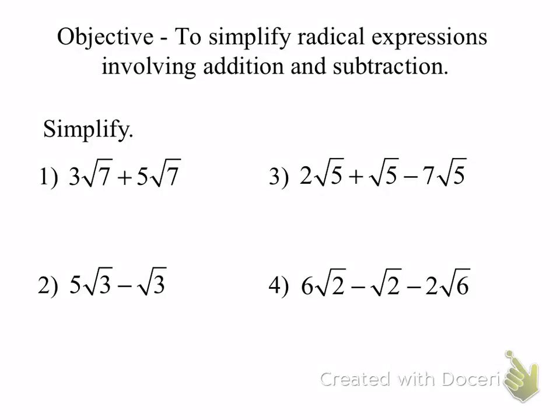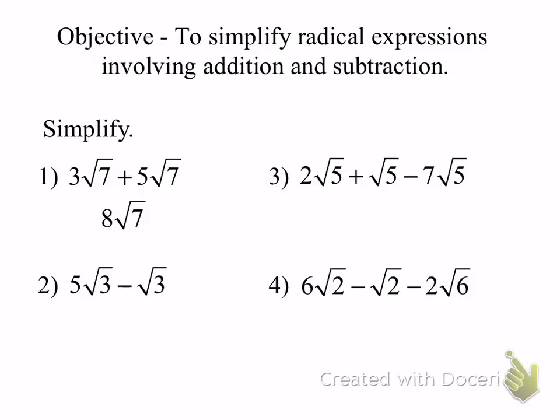This is 11-6. So, a radical is like a variable. We use the same rules. So, we can only add and subtract like radical with like radical. So over here I have 3 radical 7s, and then I have 5 radical 7s. How many total radical 7s? 8 radical 7s. You guys good with that? Can anything be simplified? No.